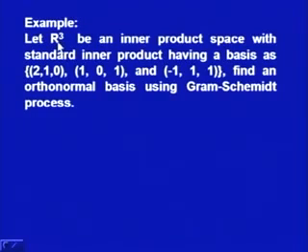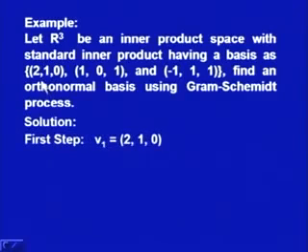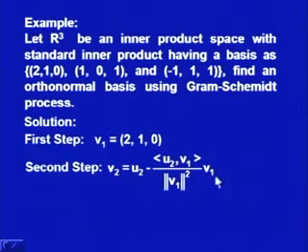So, we consider R3 instead of Rn, consisting of these 3 vectors (2, 1, 0), (1, 0, 1) and (-1, 1) as a basis for R3. We have to find an orthonormal basis using the Gram-Schmidt process. So, what we have done is we first consider u1 as (2, 1, 0). So, u1 is (2, 1, 0). So, same is v1. The second step gives us this formula. So, we consider u2 as this vector (1, 0, 1).